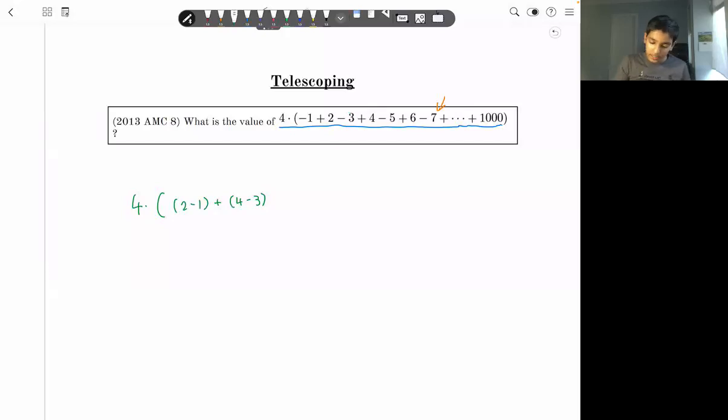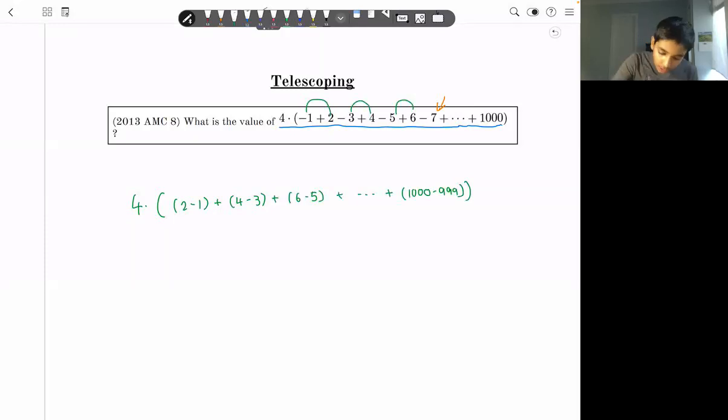Okay, so 4 minus 3. So we're just taking these terms, 2 minus 1, we're just rearranging these terms, and 6 minus 5, and so on all the way till 1,000 minus 999. So does everybody see why this is true? We literally just flipped all these terms. So make sure you understand why this is true. We literally just rearranged this equation.